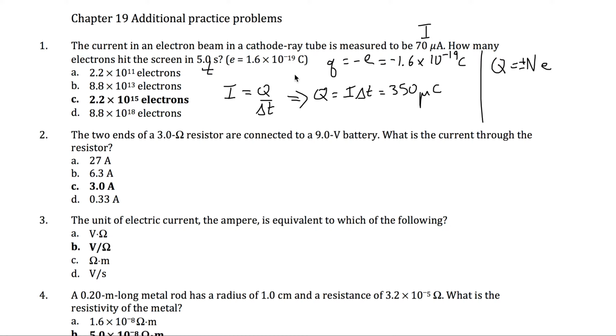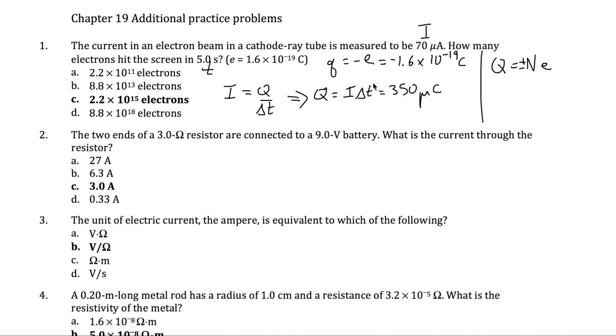And then we're looking for how many electrons hit the screen. To do that, we need to know what's the charge that's flowing. So use our equation for current, that's the flow of charge per time, Q over T, and solve for Q, and we're going to get the current multiplied by the time. So we're going to get a total charge of 350 microcoulombs.